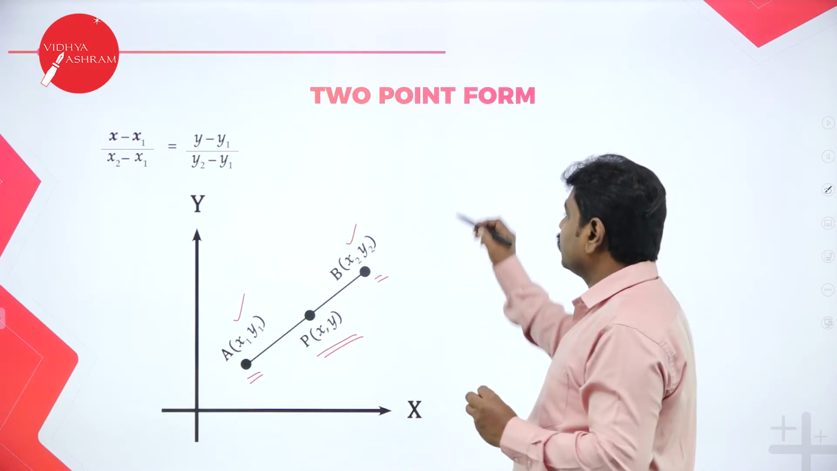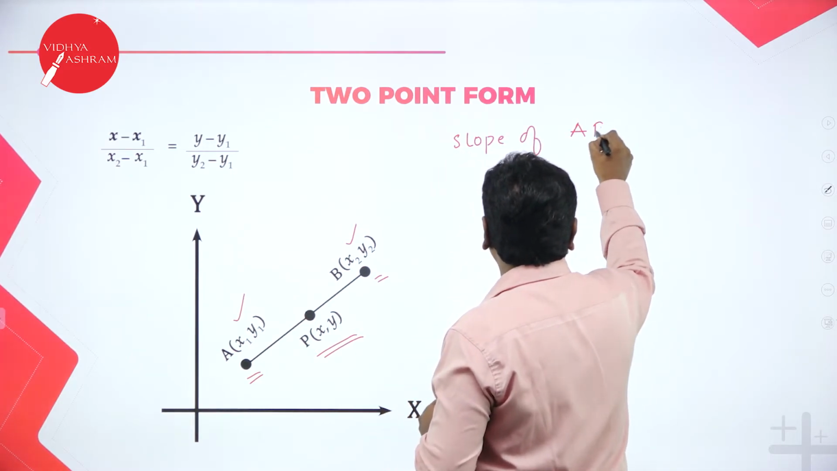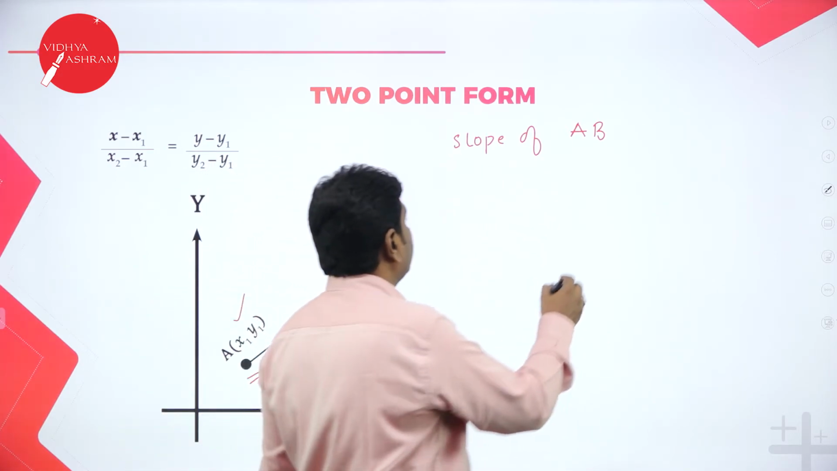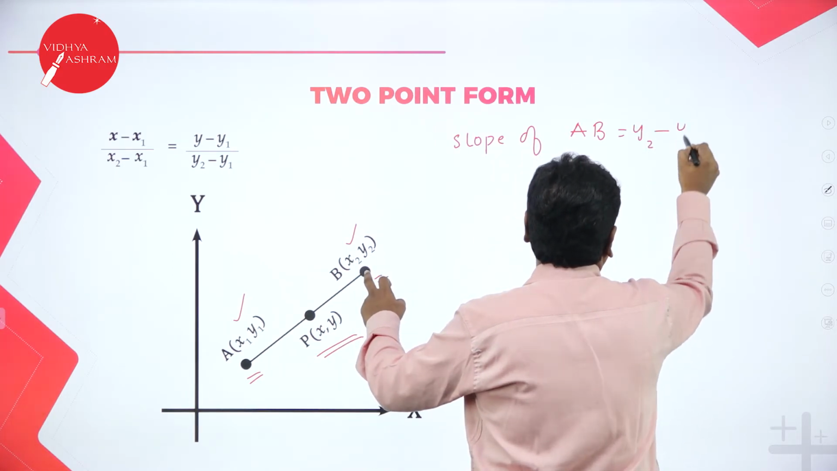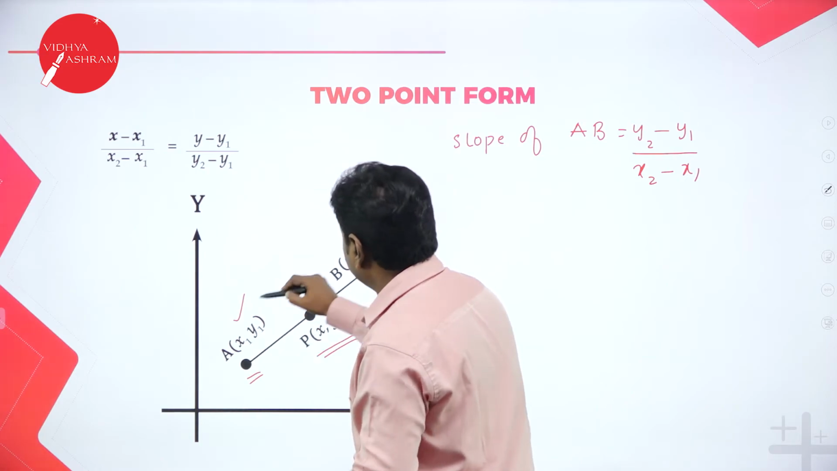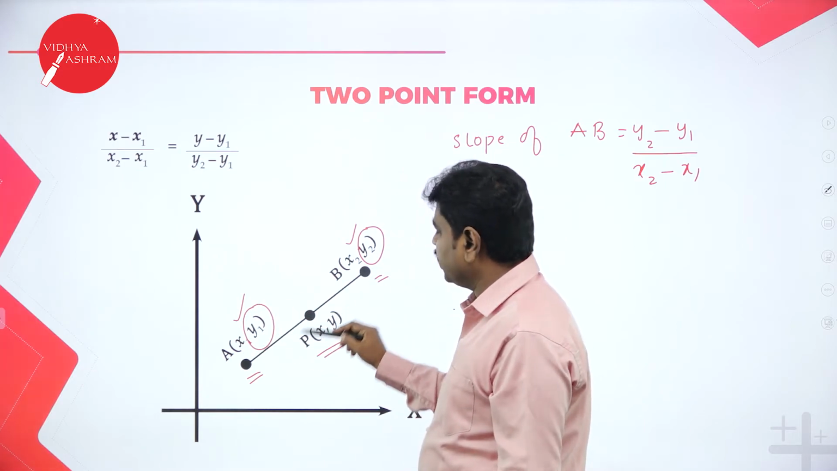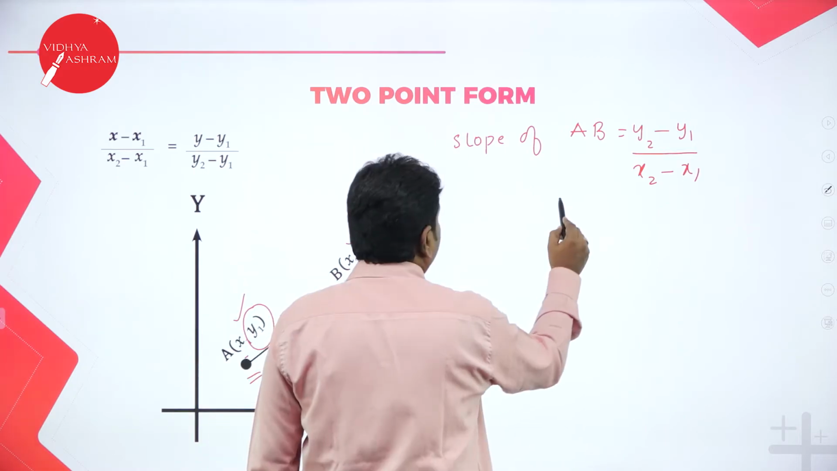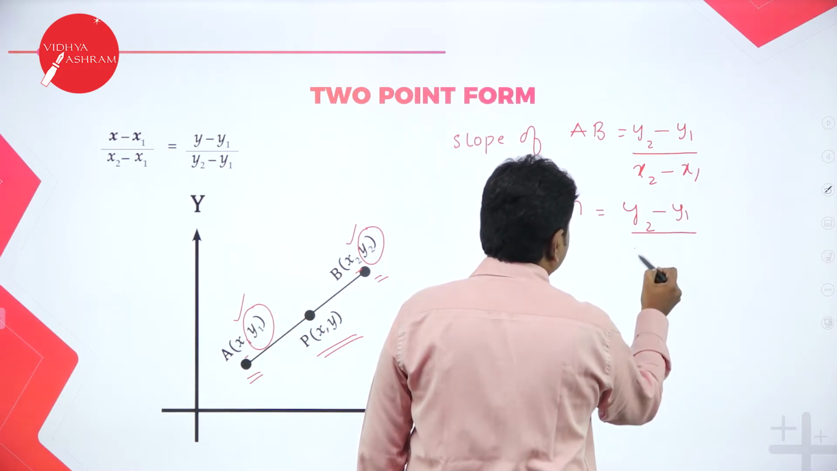Now first I'll write slope of AB. How to find slope of line joining points? Slope of AB is y2 minus y1 divided by x2 minus x1. Plain and simple. I'm finding slope of the line joining A and B. Difference of y coordinates, y2 minus y1, divided by x2 minus x1. That's it. All of you know how to find slope of line joining points. So now we use letter m to denote slope. So I got m equals y2 minus y1 by x2 minus x1.